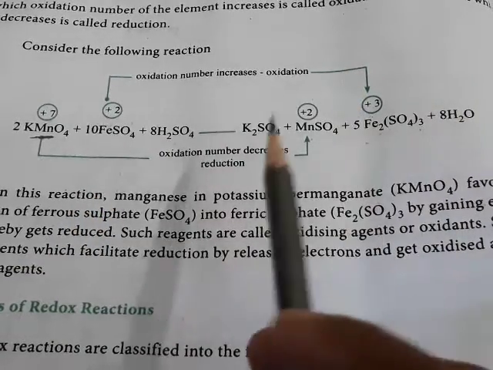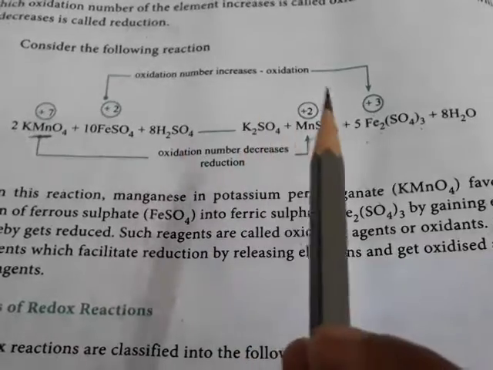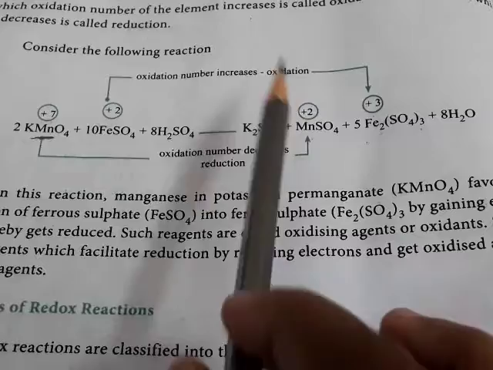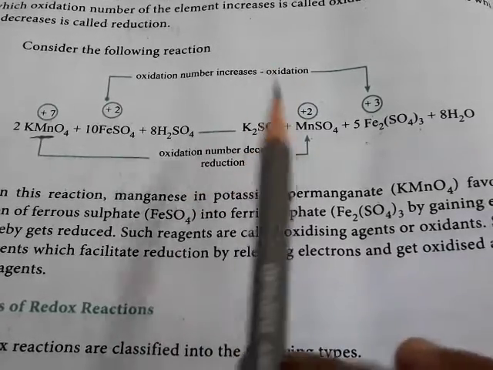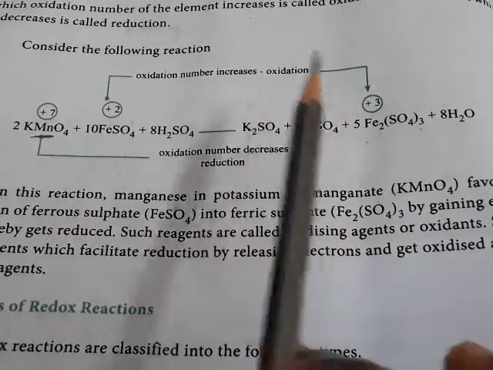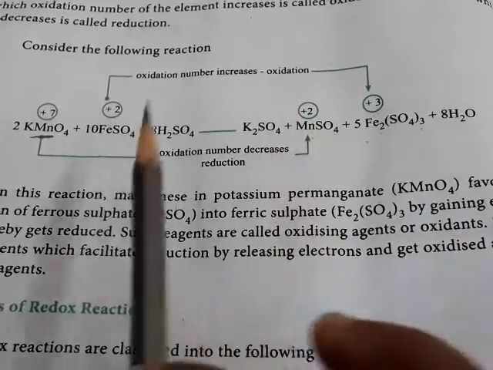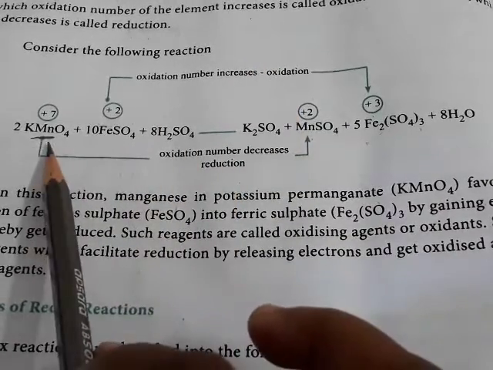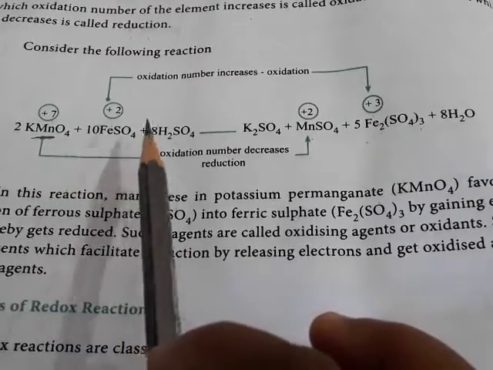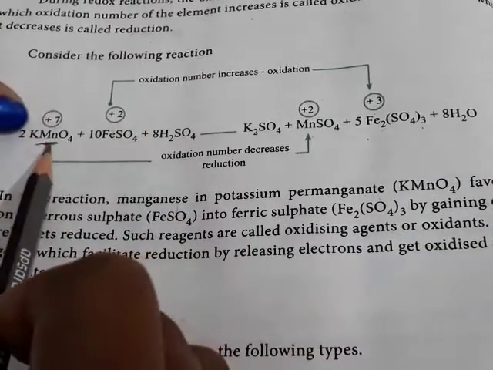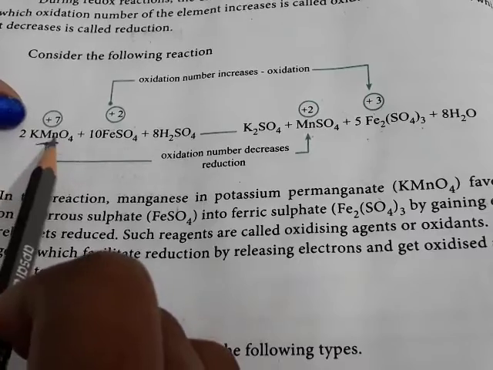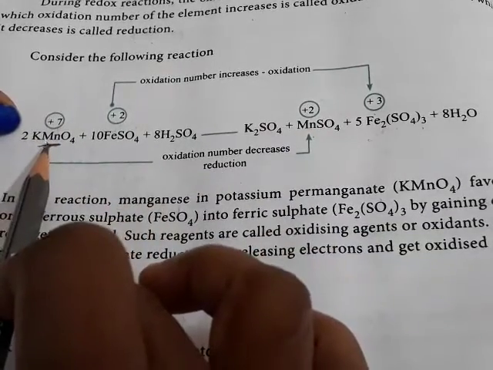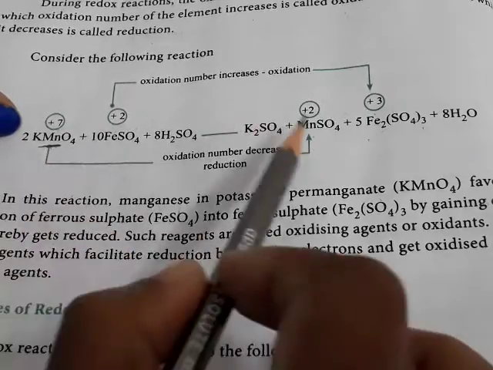Now we are going to find out how to calculate which one is oxidation and which one is reduction. Already you know, an increase in the oxidation number is called oxidation, and a decrease in the oxidation number is called reduction. Now we are going to calculate the oxidation number. Here KMnO4 changes into MnSO4. We are going to calculate the oxidation number of Mn here and here.